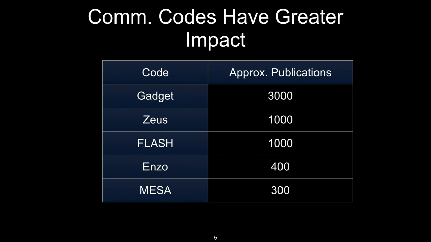Community codes have an enormous impact as well. So some of the big community codes that I listed on the previous page, these are the approximate number of publications that have resulted from using those codes. Again, approximate, because it's very hard to give an exact number for a metric like this. But we're in the thousands for some of these codes that are well established and have been around a while.